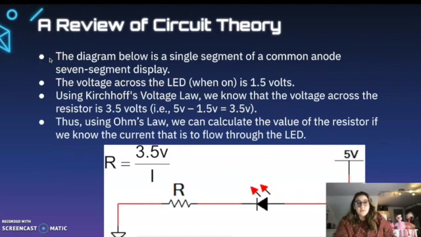Basically, when we look at the data sheet, we have to find that resistor value. The diagram below is a single segment of a common anode 7-segment display. If we are just looking at one little lead for one little bar out of there, whether it's the letter A, B, whatever, it's just one of those. The voltage across the LED when on is only 1.5 volts. So using Kirchhoff's voltage law, we know that the voltage across the resistor is 3.5 volts. Thus, using Ohm's law, we can calculate the value of the resistor if we know the current that is to flow through the LED.